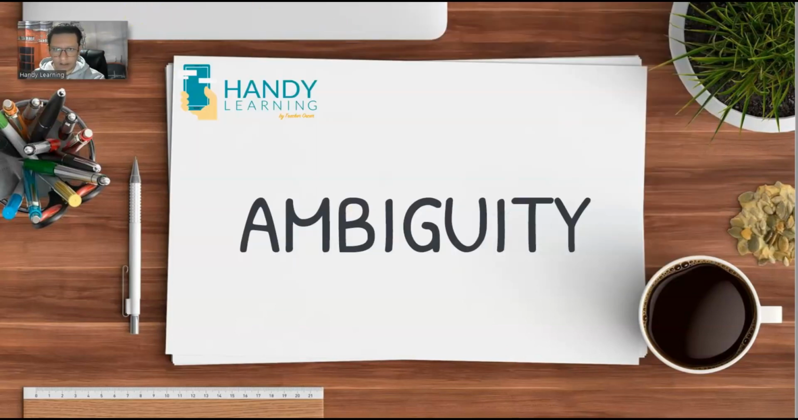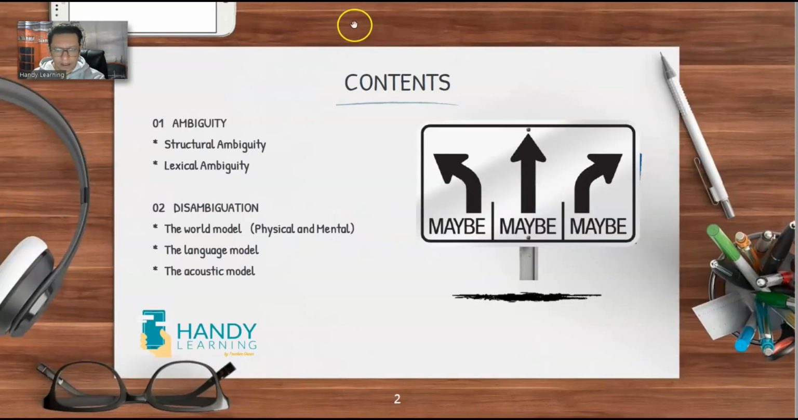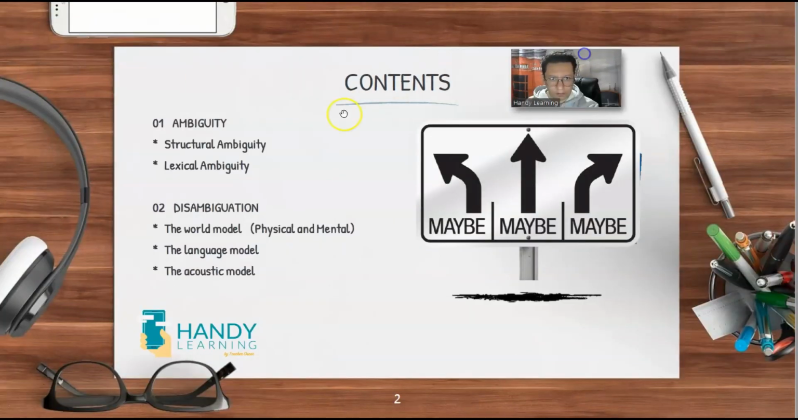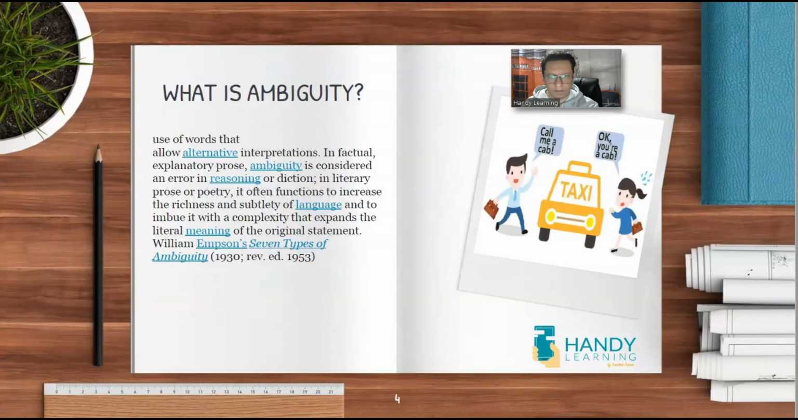Alright, so let us start with this. Ambiguity is one of the topics related to pragmatics, and it has to do with understanding and analyzing texts. We have this content today: ambiguity, structural and lexical ambiguity, and the models of disambiguation. Okay, so let us start with the definition of ambiguity.